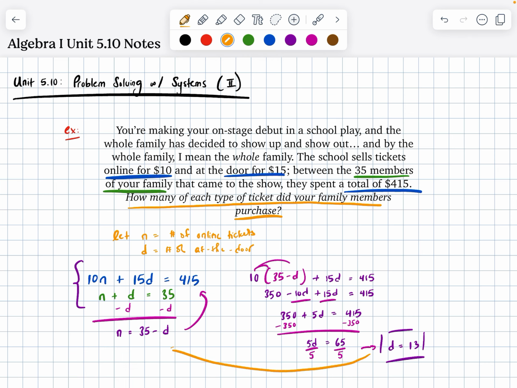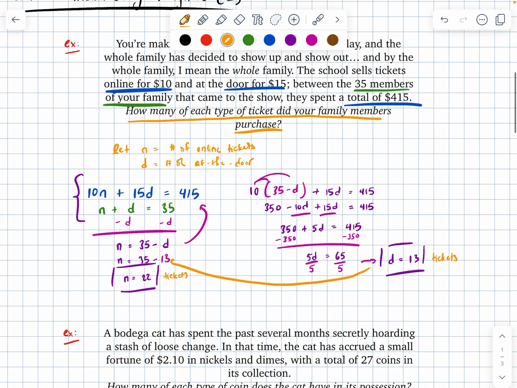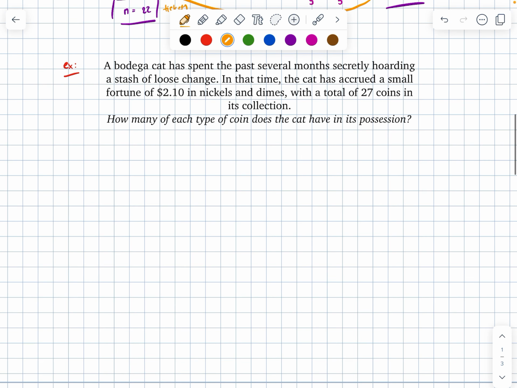Last but not least, I now need to take this value of D and use it to find the value of N. So I can take this and right over here, substitute in. Knowing that N is equal to 35 minus D, we have just established that D is equal to 13. That means N is equal to 35 minus 13, which is 22. Last but not least, I've got my answers, but I'm not quite done. In context, I need to include some units. So that tells me that I sold 22 online tickets and 13 at-the-door tickets. Yay! Let's do another.